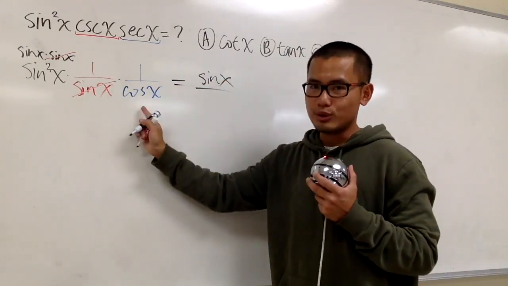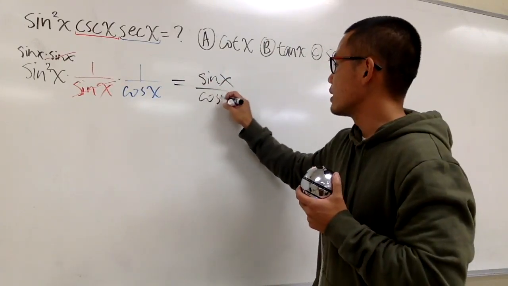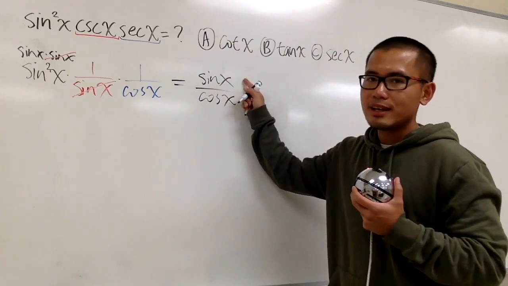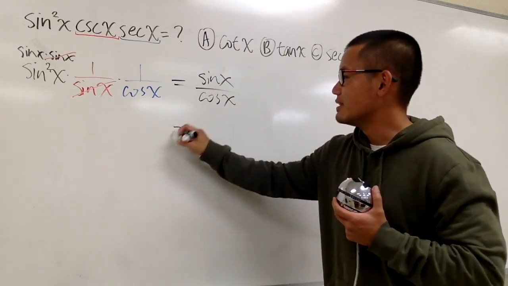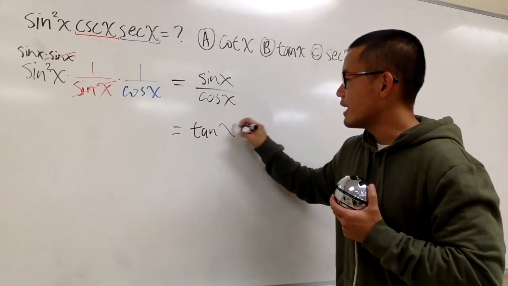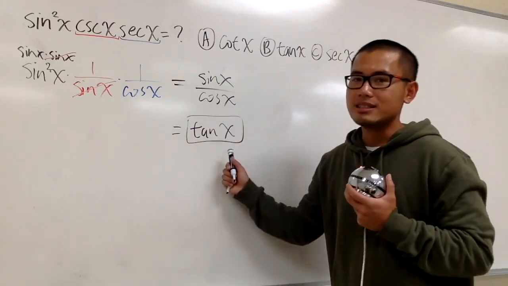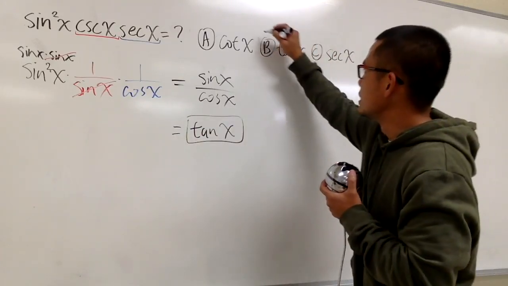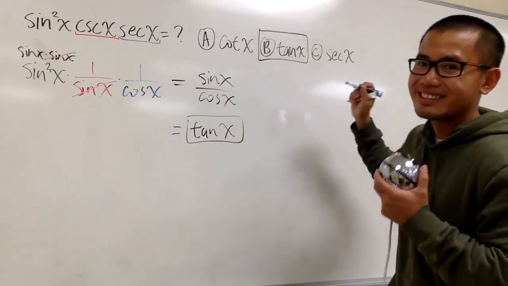Over this cosine x on the bottom, so let's just put that down. And what's sine x over cosine x? Well, this is the same as saying we have tangent x. This right here is the simplest that we can get, and that's choice B that we can see right here. And that's it.